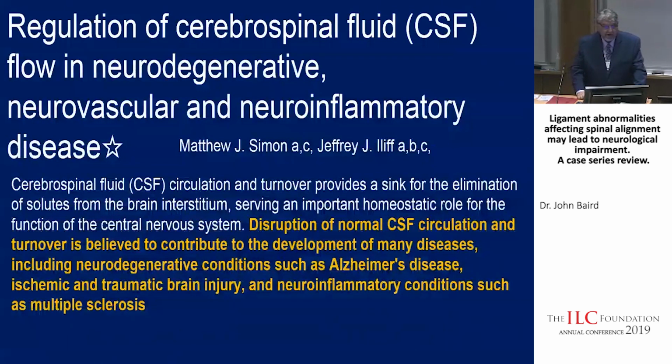Regulation of cerebral spinal fluid flow in neurodegenerative, neurovascular, and neuroinflammatory disease. Cerebral spinal fluid circulation and turnover provides a sink for the elimination of solutes from the brain interstitium, serving an important homeostatic role for the function of the central nervous system. Disruption of normal CSF circulation and turnover is believed to contribute to the development of many diseases, including neurodegenerative conditions such as Alzheimer's, ischemic and traumatic brain injury, and neuroinflammatory conditions such as multiple sclerosis.